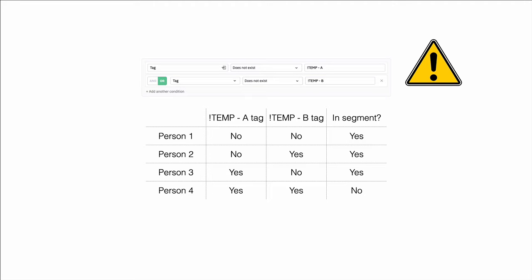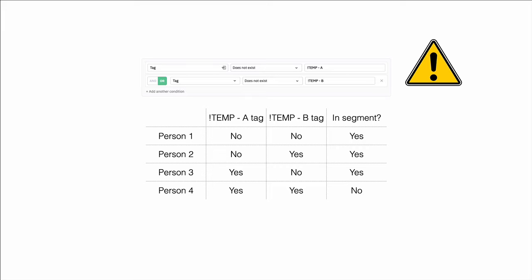Now, here's the scenario I don't recommend you do. However, it works. It just gets a little tricky. If there's an alternative way to implement this, I would recommend it, and I'll show you a scenario where this happens. So we're saying we want a person that does not have temp A tag or they don't have temp B tag. So 3 of the 4 people meet that requirement.